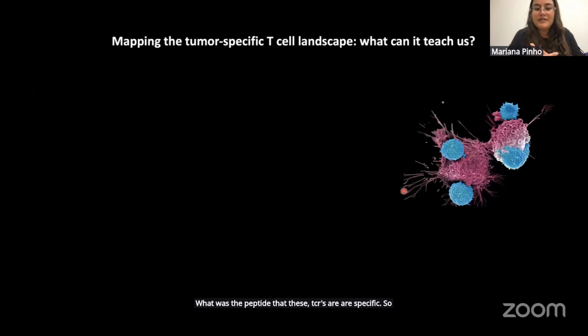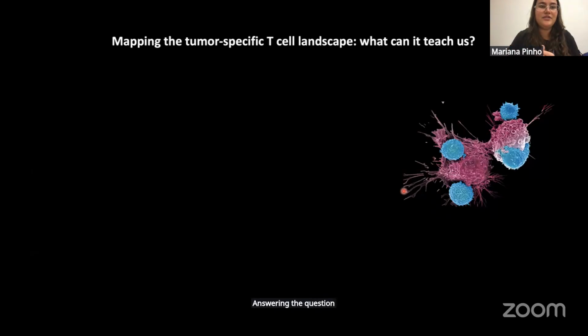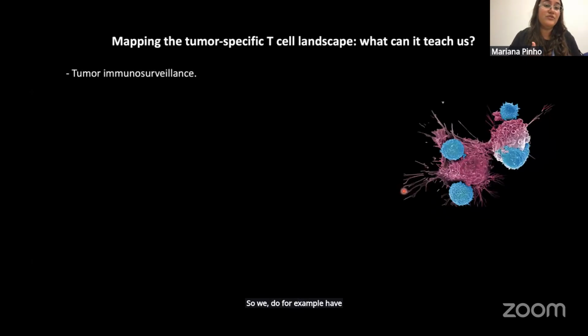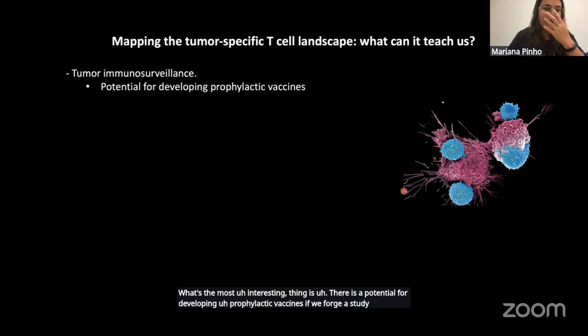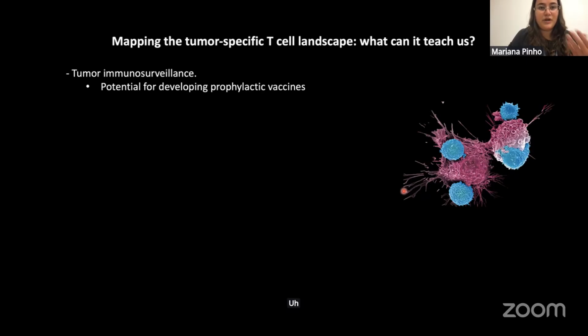So with this, I just want to finish by answering the question: what can they teach us when you do this analysis on the tumor-specific T cells? We have, for example, tumor immunosurveillance. When we look into healthy donors, we start to find these cells that other people have found before. But the most interesting thing is there is a potential for developing prophylactic vaccines if we further study these tumor-specific T cells in healthy individuals. We could potentially try to develop a prophylactic vaccine out of it.